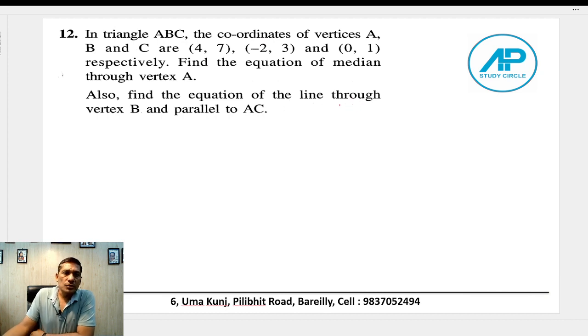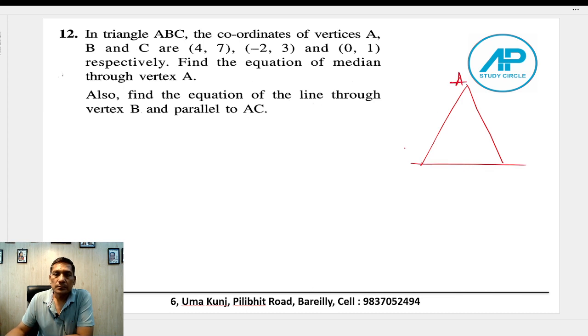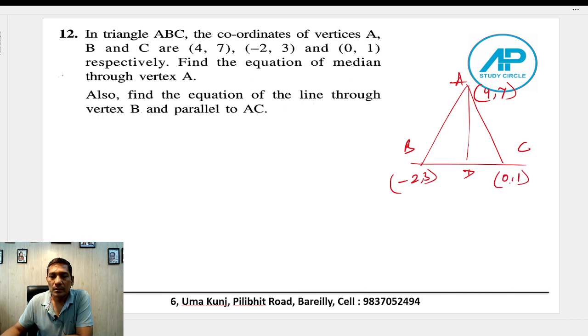Alright, we have solved the question of median earlier, so I'm not solving this question. I'm just giving you a basic idea of this question. You have the triangle. You got 3 points given to us. You've got to find the vertex median through A. So point A is 4, 7, B is minus 2, 3, C is 0, 1. The point D is minus 1, 2.